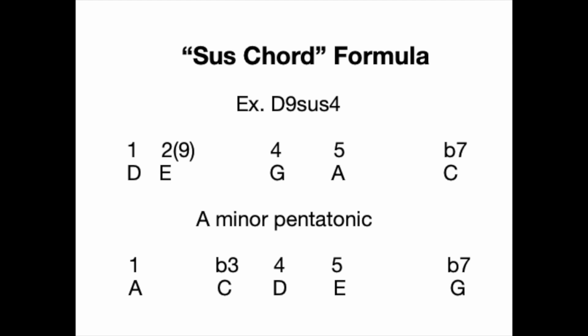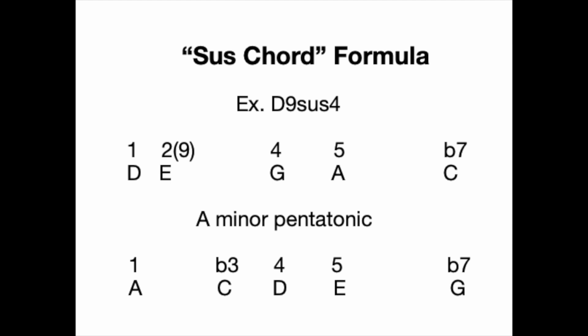That's a sus chord. So the formula for a D9 sus 4 chord: you have a root, which is the 1, the D. The 9, or the 2, is the same thing as the E. The sus 4 means the sus means we don't have a third. We have a fourth instead. So we don't have any kind of F in this chord. It's a G, because it's a fourth. Then we have a perfect fifth, which is in most chords unless they tell you it's not. And then a dominant 7 or a flat 7 as our C.